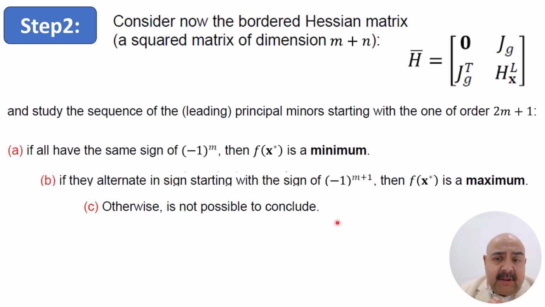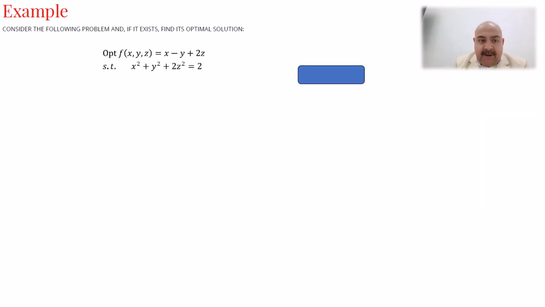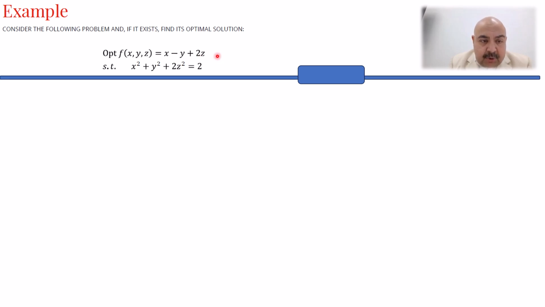Let's try this method on a problem, an example which will actually lead the way and make everything come together. So let's consider that we are searching for an optimization of x minus y plus 2z, which is subject to x squared plus y squared plus 2z squared equal to 2, which is our constraint. And that's an equation of an ellipsoid, of course.